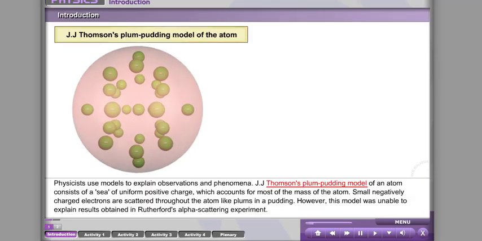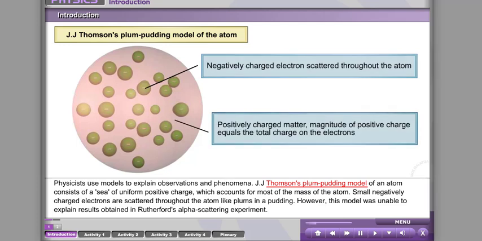Physicists use models to explain observations and phenomena. J. Thomson's plum pudding model of an atom consists of a sea of uniform positive charge, which accounts for most of the mass of the atom. Small negatively charged electrons are scattered throughout the atom like plums in a pudding. However, this model was unable to explain results obtained in Rutherford's alpha scattering experiment.